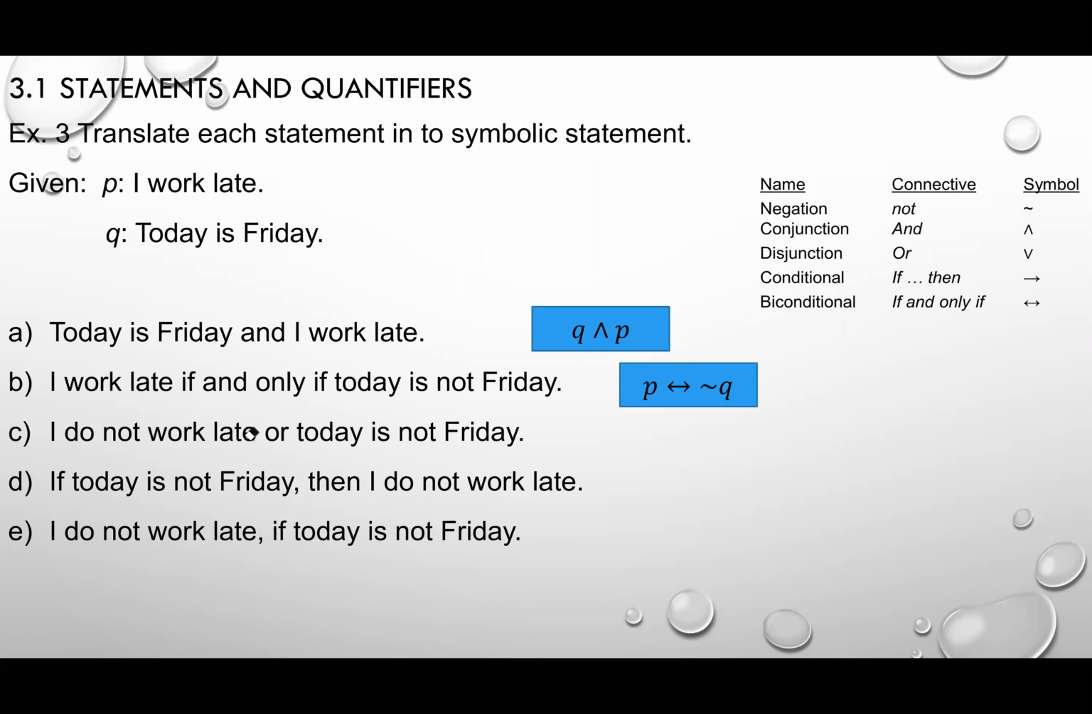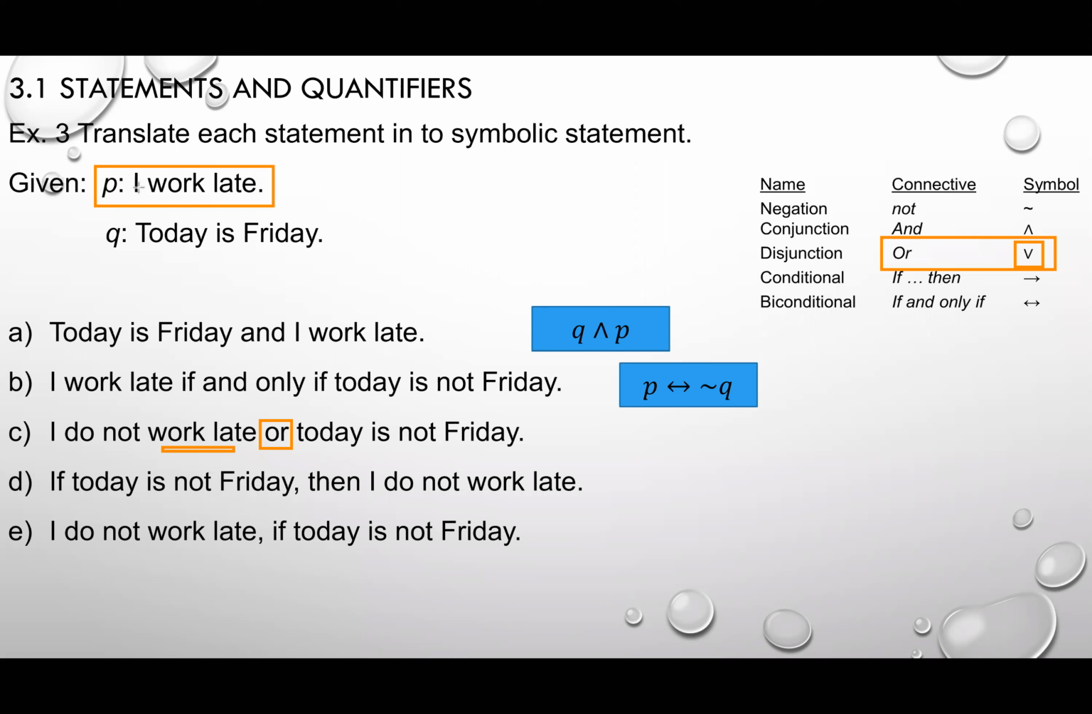I do not work late, or today is not Friday. Hopefully you can see that the word or is my connector. That's the first thing you want to ask yourself: what is your connector? The word or is my connector, which is the symbol V. So, I do not work late. What is related to work late? Work late is my P item. That's work late related, which is the P.